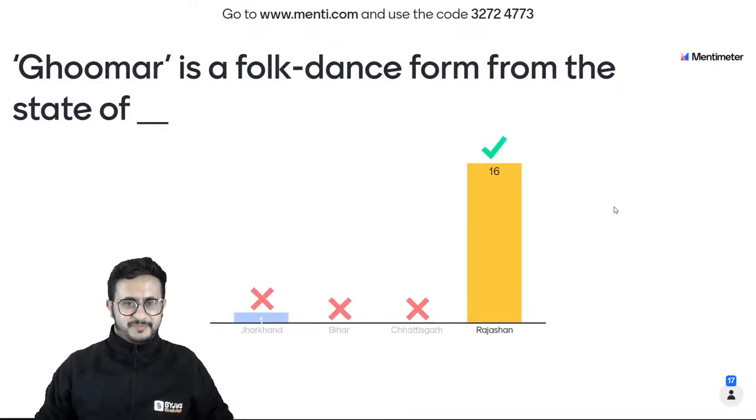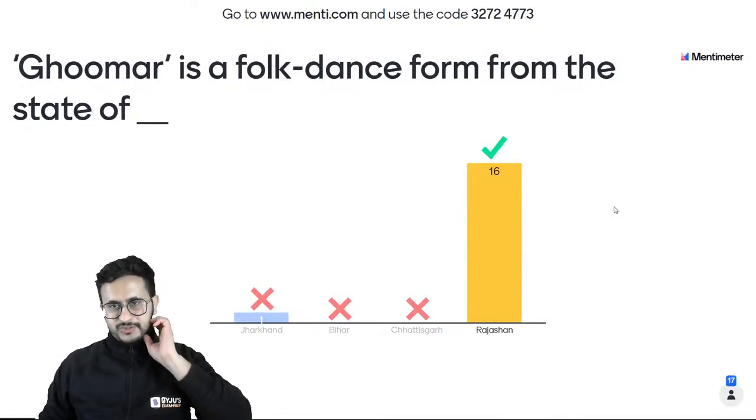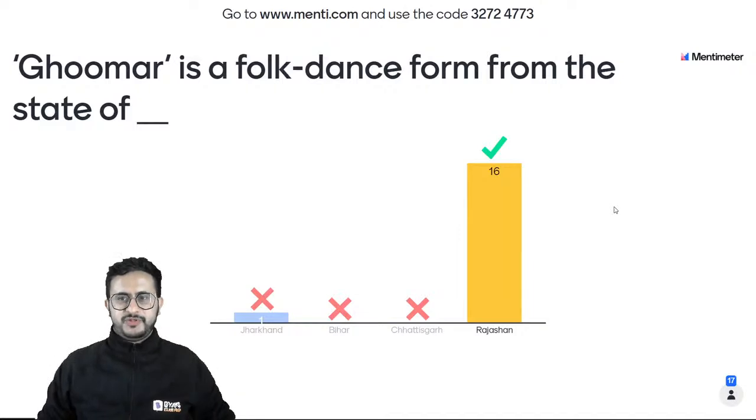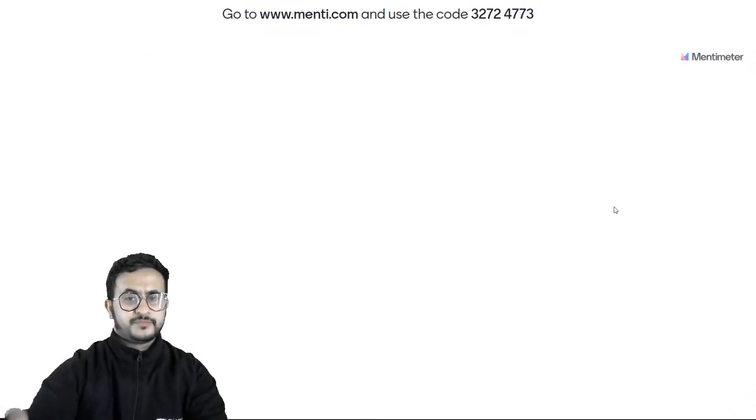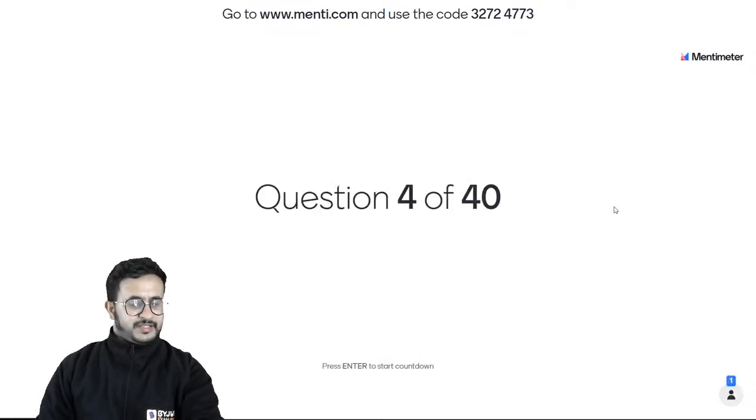Almost all of you, except one who answered Jharkhand. Ghumar is a very popular dance form, right? You must have heard one song also. There is some song in one movie. I think Deepika Padukone dances in it or something like that. Ghumar is a famous dance form from Rajasthan. Well, let's see the next question.